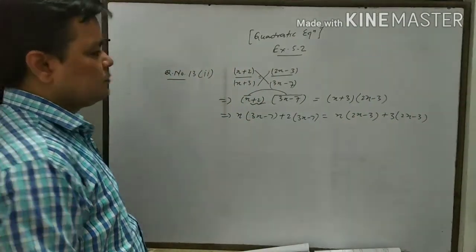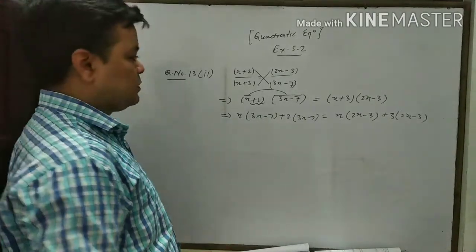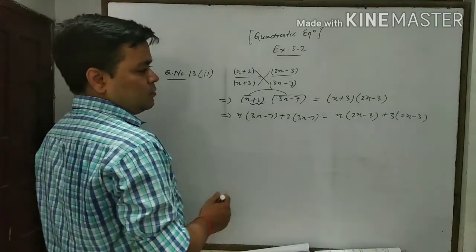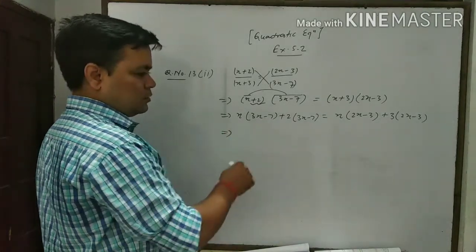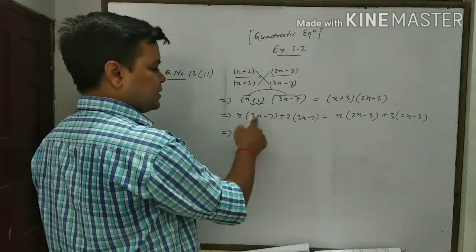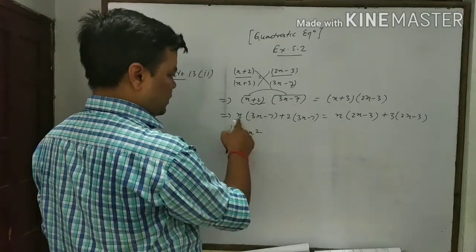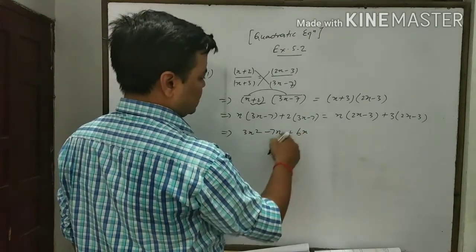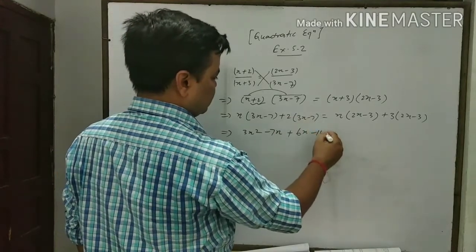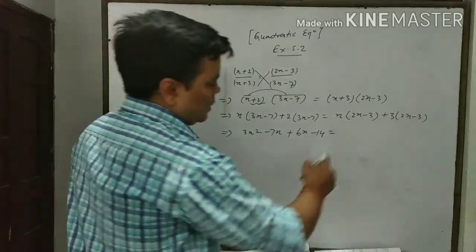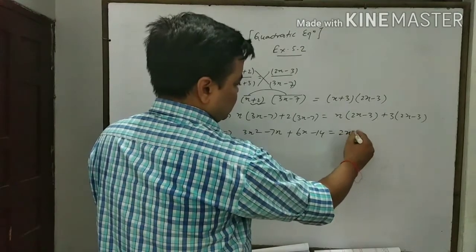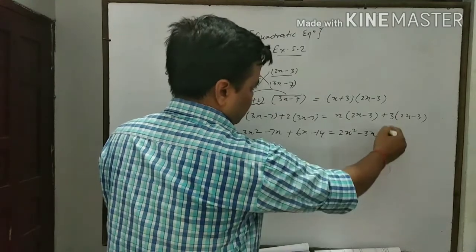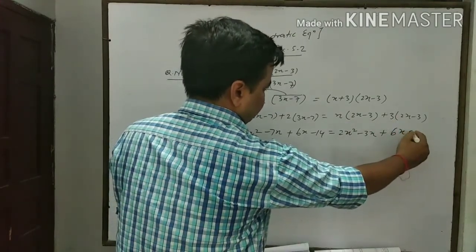Like this. I can do it this way so that there will be a very minimum chance of the steps being wrong. So now 3x times x will be 3x square, x times minus 7 is minus 7x, plus 2 into 3x is 6x, and here minus 14 is equal to 2x times x, it will be 2x square, minus x into 3 is minus 3x, again plus 3 into 2x is 6x, minus 9.